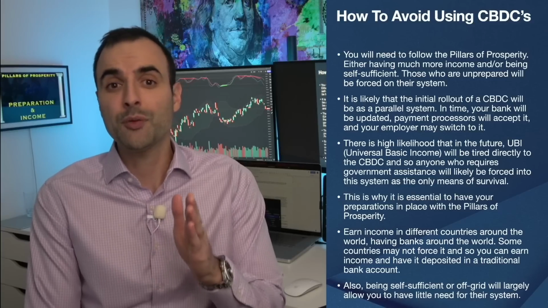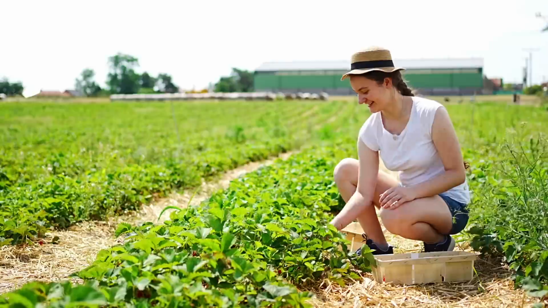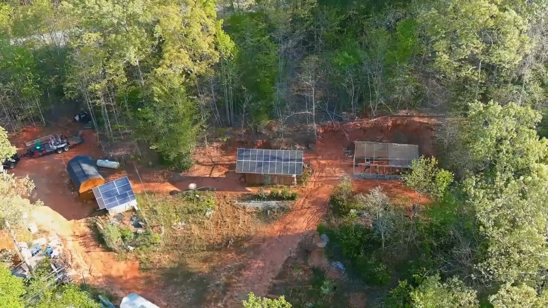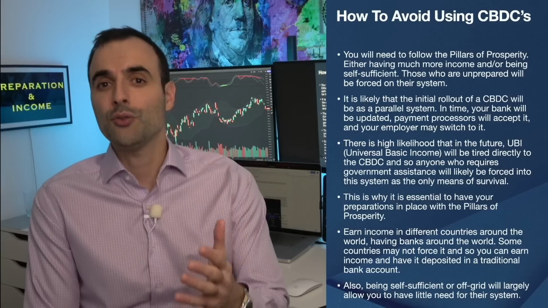Earn income in different countries around the world, having banks around the world. Some countries may not force it, and so you can earn income and have it deposited into a traditional bank account. Also, being self-sufficient or off-grid will largely allow you to have little need for their system. Putting these steps in place, along with what I'll cover in a minute, is going to help you get away from the system as best we can.